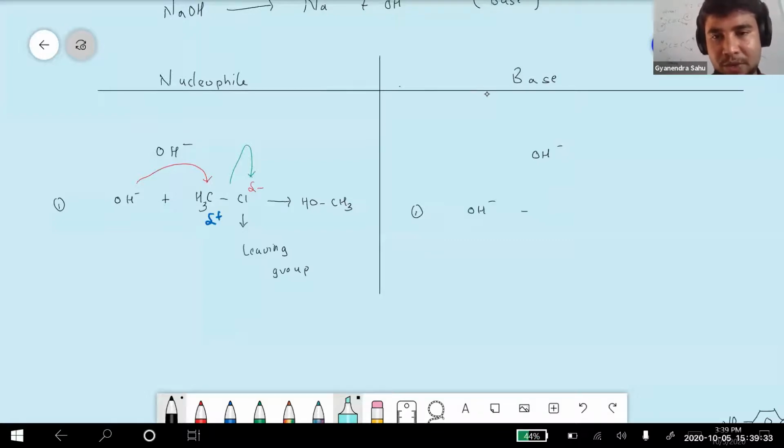if the same OH minus is acting as a base, what it is capable of doing is it will just extract the hydrogen. Let us just look at another condition here. Okay. CH3, CH, H, H, CH3, and CH3. So you have a lot of things here.